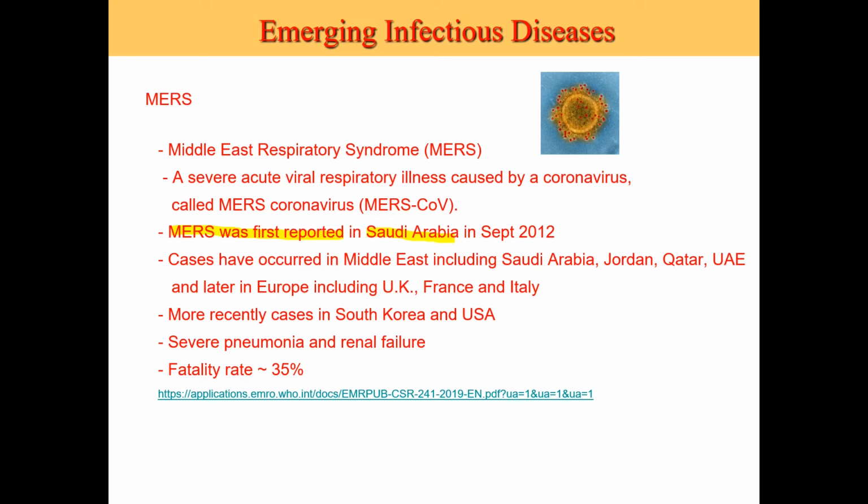Cases occurred throughout the Middle East in all of these countries, and later into Europe, and there were cases in South Korea and the United States. Fatality rate 35%. When an infectious disease has a rapid onset and very strong symptoms, that actually helps in preventing spread of the disease, because people show symptoms early, and so precautions can be rapidly taken.